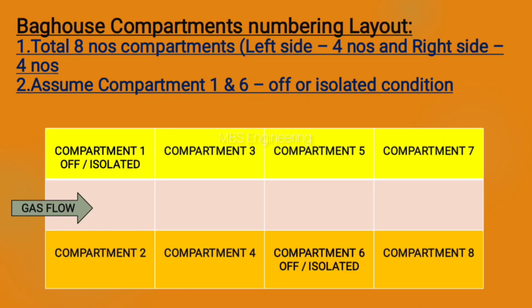Next, as per the below layout, the baghouse has a total of 8 compartments. The left side has 4 compartments, 1, 3, 5, 7, and then the right side has 4 compartments, 2, 4, 6, 8. Assume compartments number 1 and 6 are off or isolated and the remaining 6 compartments are in operation. Then what is the air to cloth ratio for this condition?